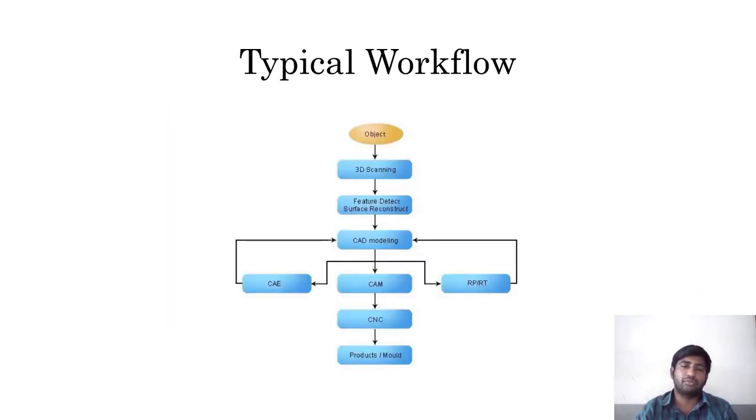This is a typical workflow of reverse engineering. First of all, the object will be scanned using three-dimensional scanning machines. After scanning, it detects features, and the cloud points have to be reconstructed. After the reconstruction, the data will be given to CAD modeling software. There it will be corrected and transferred into any CAM system or RP system. This step is very important to create the prototypes or exact model. After CAM, it will be transferred into CNC machines. After the CNC machine, the finalized product or model will be done. So this is a typical workflow of rapid prototyping.